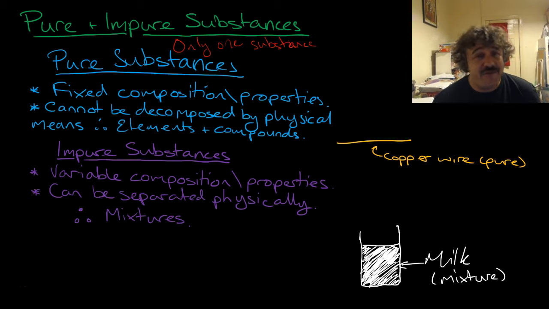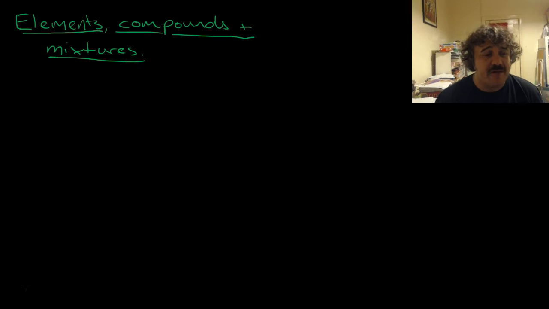They can be separated physically. This means they're a mixture. Okay, so when we talk about separating a mixture physically, we might be talking about filtration, etc. One of those physical separations where we're not actually making a new substance. So what is an element, a compound, and a mixture?